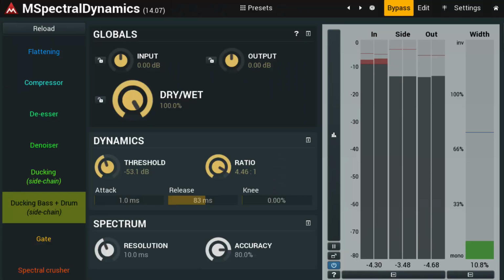Spectral ducking makes light work of dealing with those tricky frequency collisions that can muddy up a mix. Here, the ducking bass and drum device is attenuating only those frequencies in the bass line that collide with the side-chained kick drum every time it hits. The rest of the signal is left intact.